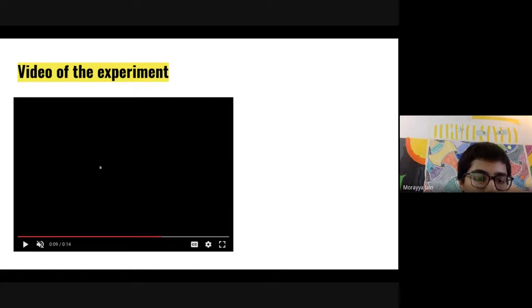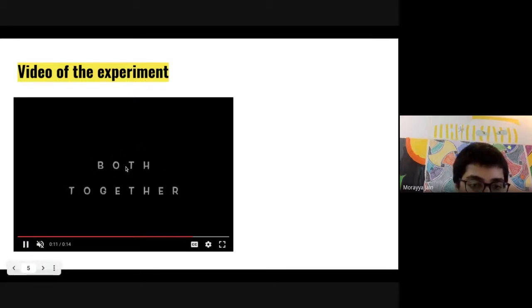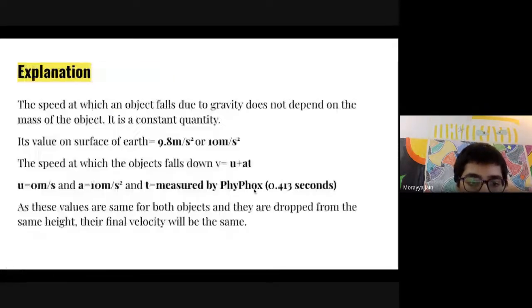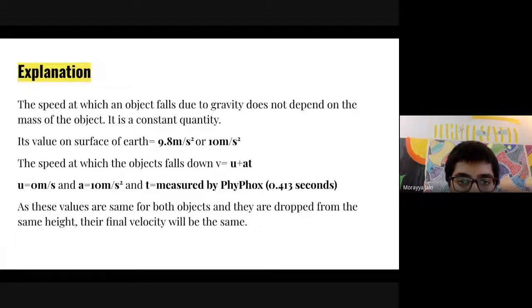Both of the times were identical, as you must have observed. If you drop both of them at the same time, they both fall and land at the same time, even though they have different masses. The main observation from my experiment is that the speed at which an object falls due to gravity does not depend on the mass of the object. It is a constant quantity.